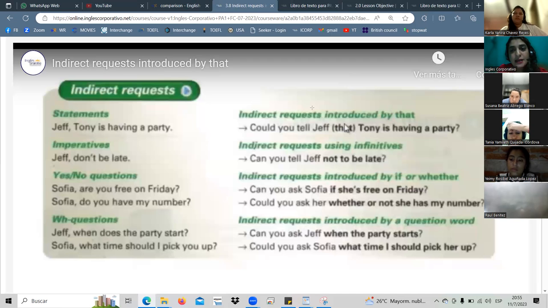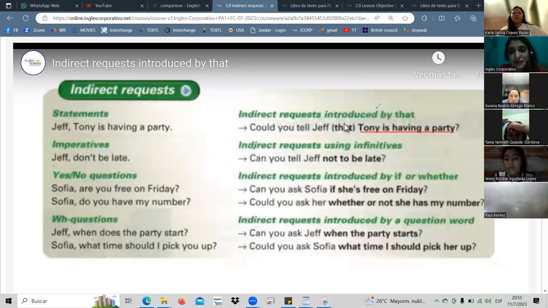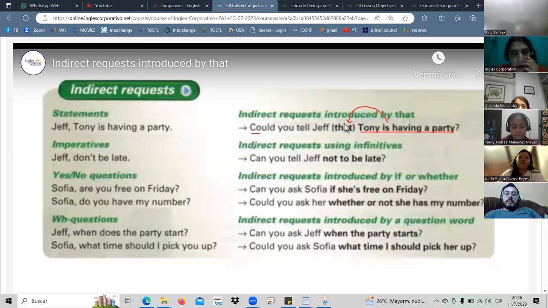Look at this. Is Tony having a party? That will be the way that it should be, right? We change the order, remember that? But in this case, when we have expressions like can you tell me, could you please, do you mind telling me, I don't know, or do you know, we don't use the regular question. That's basically what we're talking about. Got it, guys? Yes. With indirect requests, when we have certain expressions, we normally use a regular affirmative sentence, not a regular question.